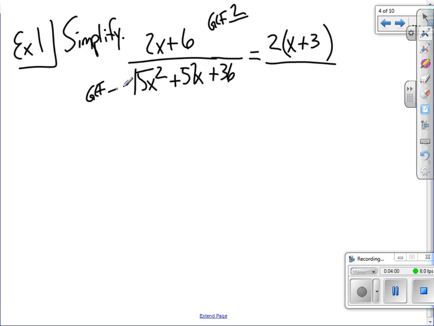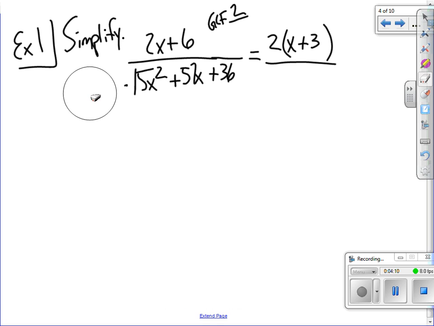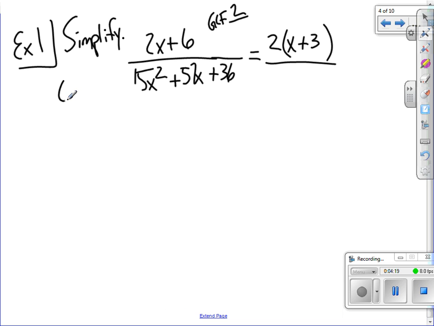What number is common to 15, 57, and 36? Think about that for a moment. I'm going to do a better job of writing GCF. While you're thinking about that, what is the biggest number that goes into 15, 57, and 36?